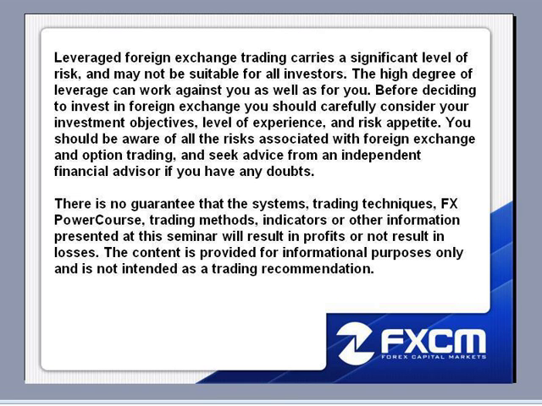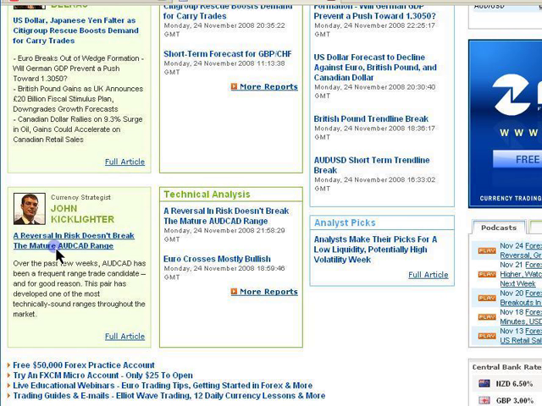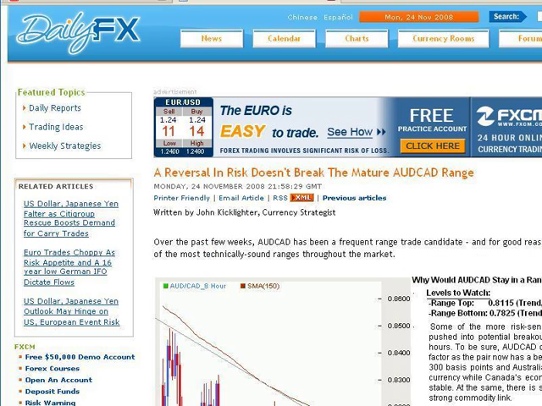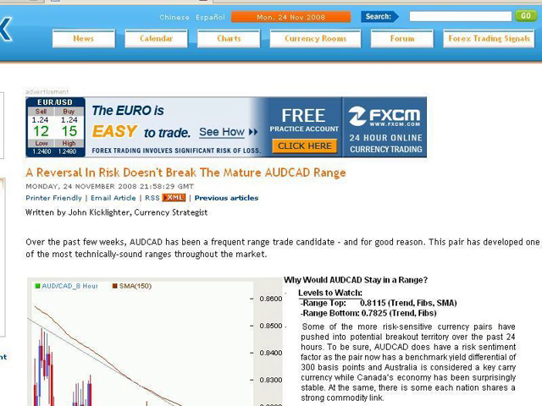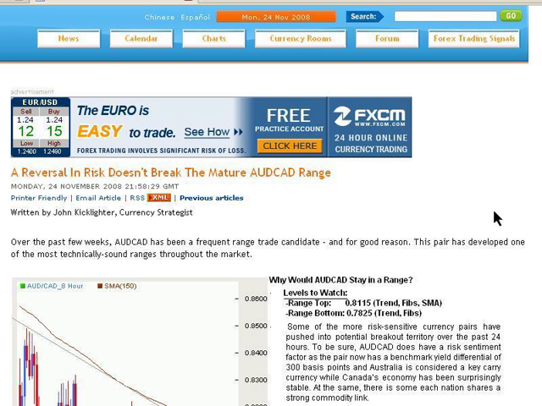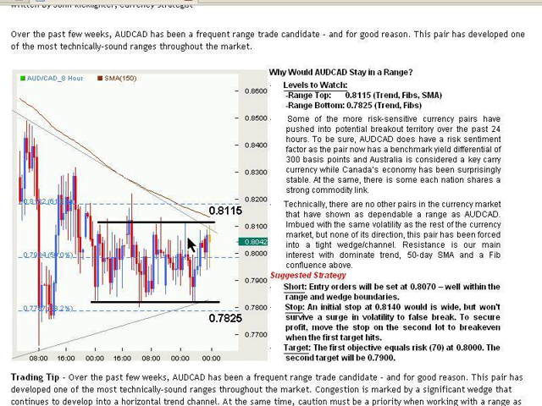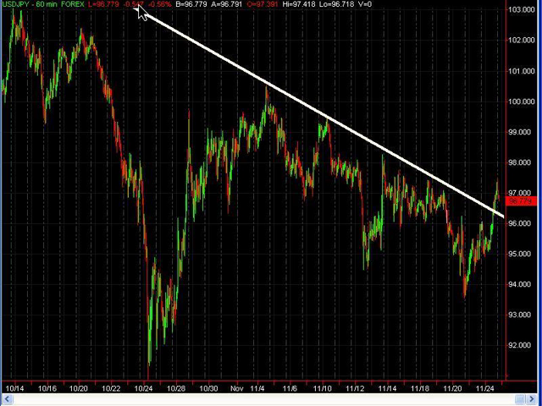What I'm going to do tonight, as always, is walk through the latest technical report by John Kicklider at DailyFX.com. So let's pull up DailyFX.com and click on John's report. This is about the Aussie CAD and the range that is developing in the pair. The range top is 81.15 and the range bottom is 78.25, and we can see John's chart right there. I'll get to that once I pull up the charts. It will be the last chart I go over, but it is an interesting article and an interesting trade idea.